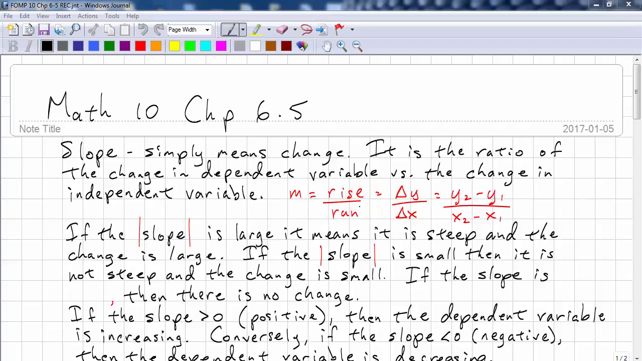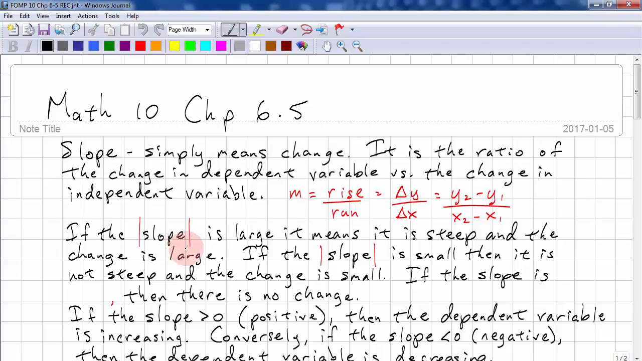It's rise over run, or the change in y versus the change in x, or y2 minus y1 over x2 minus x1. When you're using a calculator, be careful to put brackets around the numerator and denominator.